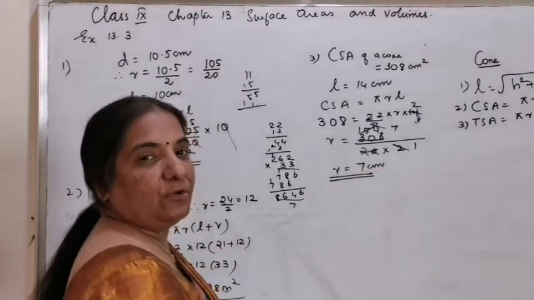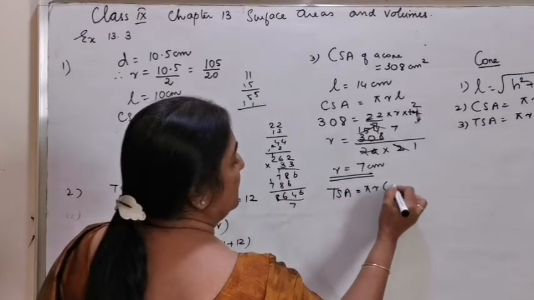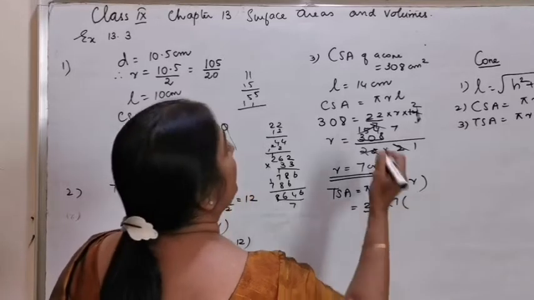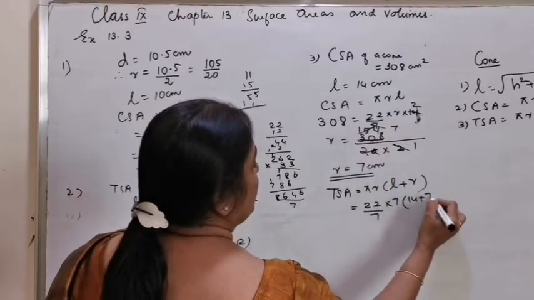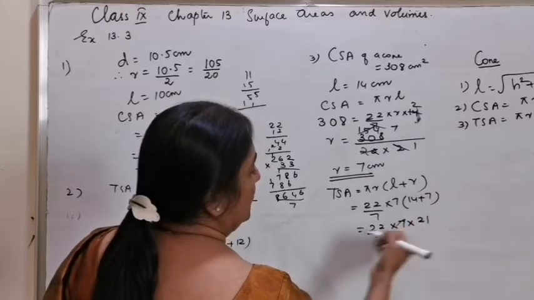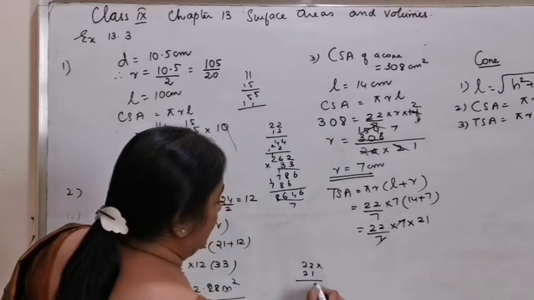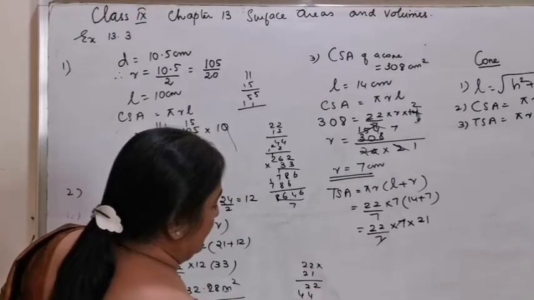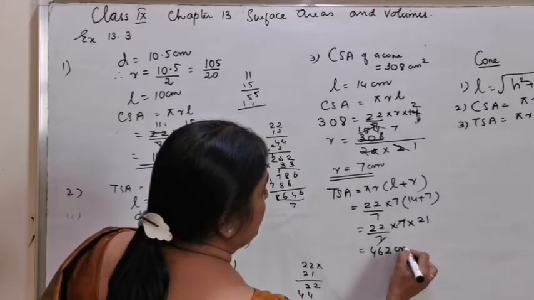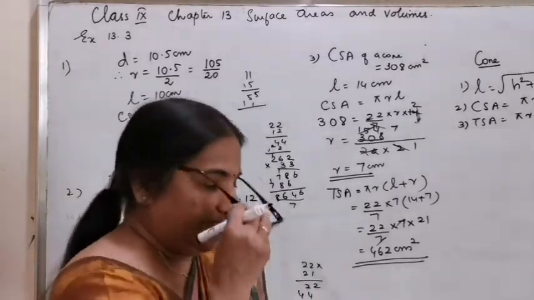Now you have to find out the total surface area. TSA is equal to pi r into L plus r. 22 by 7, 7. The slant height is 14 plus 7. 22 by 7 into 7 into 21. So the final answer is 22 into 21. That is 462 centimeter square. That is question number 3.